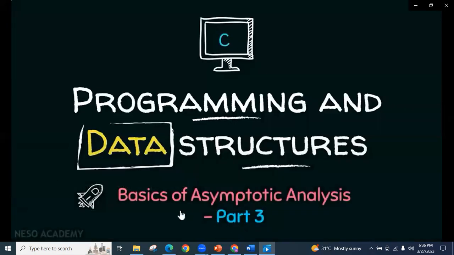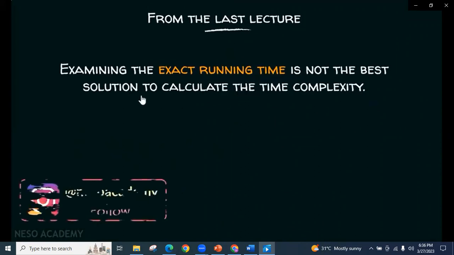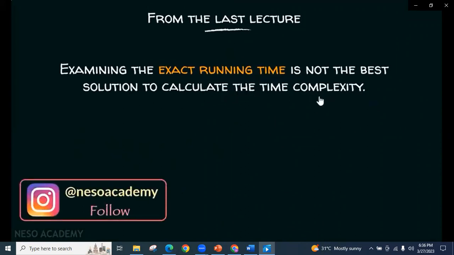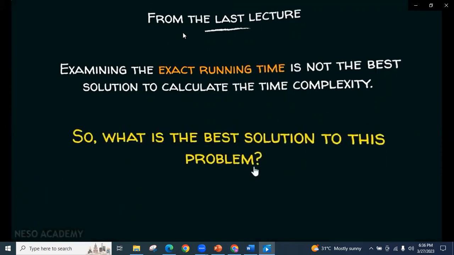Let's consider part 3 of basics of asymptotic analysis. From the last lecture, we have learned that examining the exact running time is not the best solution to calculate the time complexity, right? It is not a best practice to know the exact running time of an algorithm. So what is the best solution to this problem?